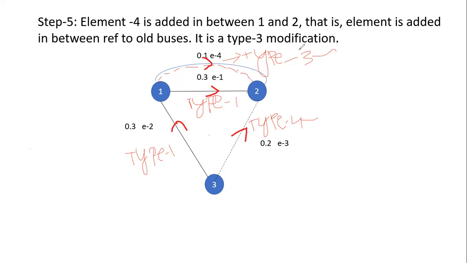When we are obtaining the type 3 and the type 4, then those elements are considered as the links. That's why we are representing these elements in dotted lines. The type 1 and type 2 modification elements are the branches. Branches will be represented in the dark line.